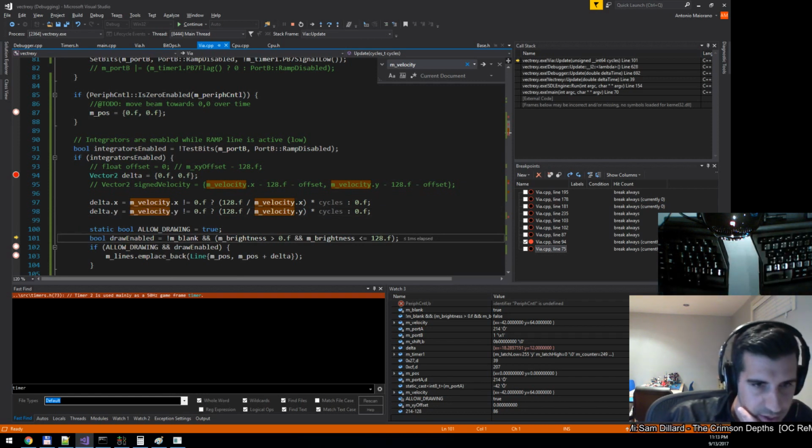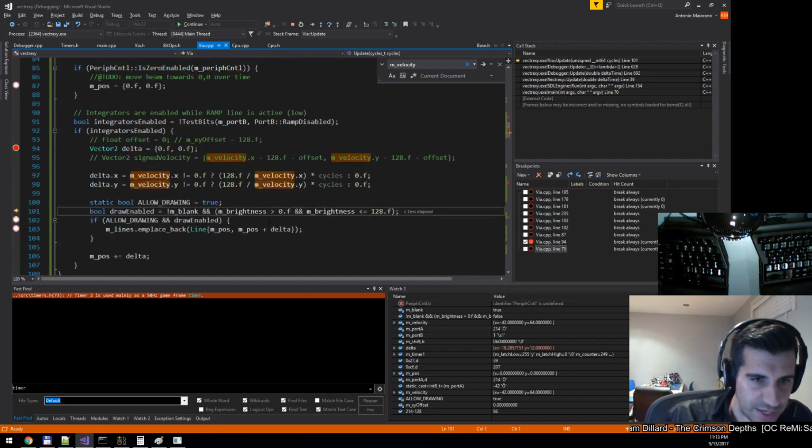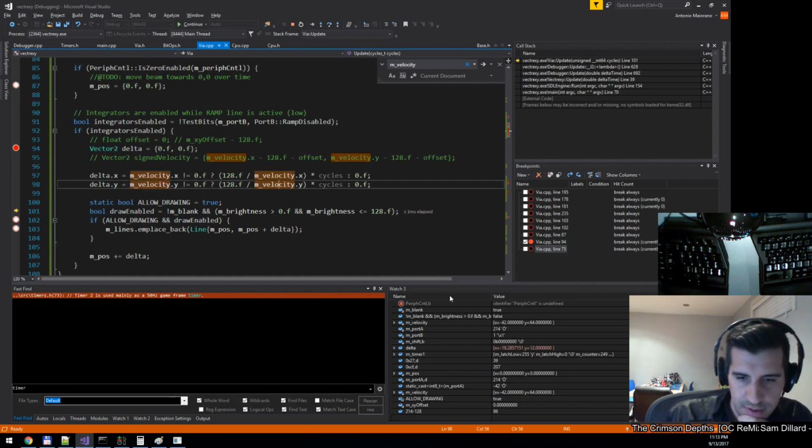So you see, we have 6 cycles that we're executing right now. 128 divided by this velocity. So I want to move. Does this make sense? Basically, from the way I understood it, it's supposed to move like one pixel per cycle at max velocity.